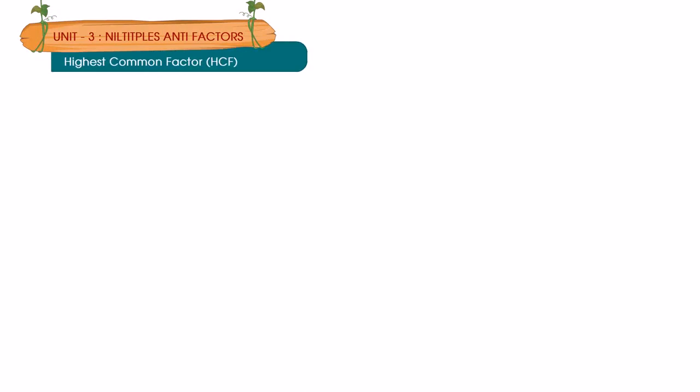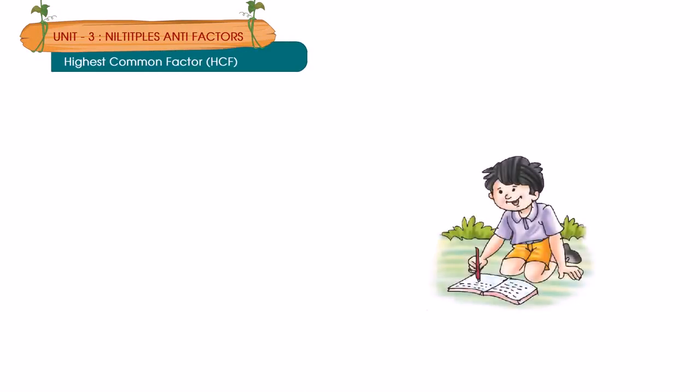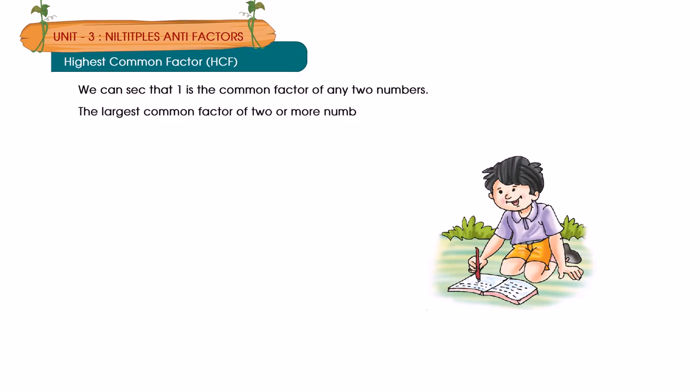Highest common factor, HCF. We can see that 1 is the common factor of any two numbers. The largest common factor of two or more numbers is called the highest common factor. A. Find highest common factor of 12 and 18.